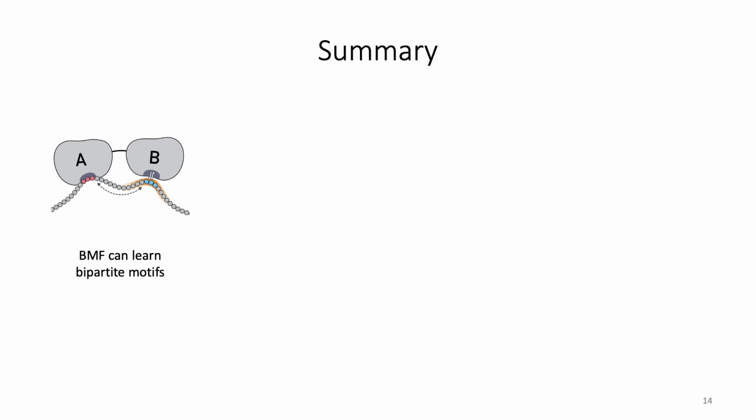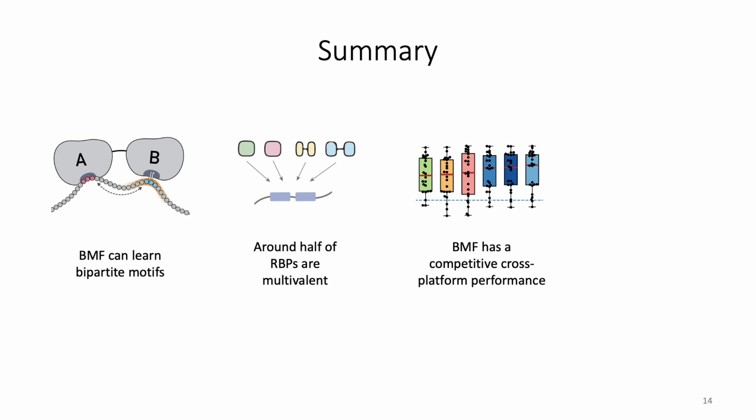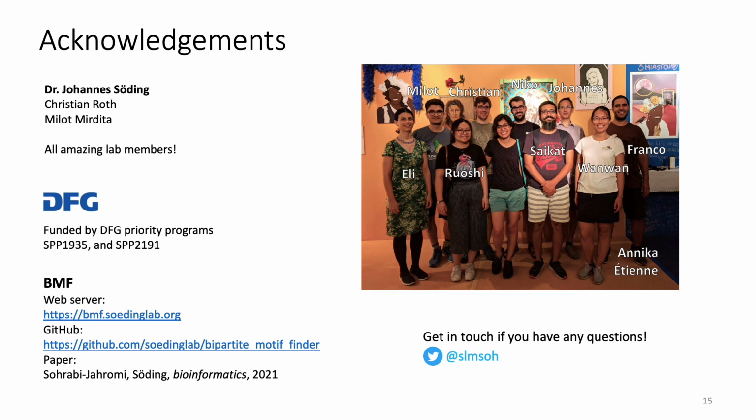So to summarize my talk, I introduced you to BMF, or bipartite motif finder, as a tool for learning bivalent binding preferences for RNA binding proteins. I showed you how we estimate that half of at least the more studied RNA binding proteins do have multivalent binding, and showed you that BMF has a competitive cross-platform performance in predicting new binding sites. And I also introduced you to the BMF web server that hopefully simplifies its application for new users. So this brings me to the end of the talk.